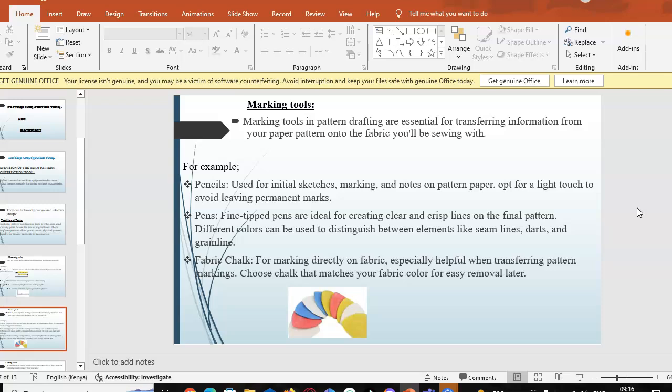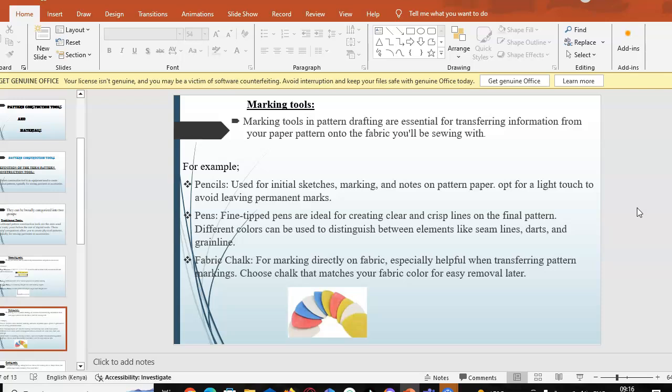We also have, in our second category under the traditional tools, the marking tools. These are essential for transferring information from your paper pattern onto the fabric that you're going to sew with. For example, we have the pencils. These are used for initial sketches, marking and notes on pattern paper. When you want to use a light touch, something light that you're going to remove, to avoid leaving permanent marks, we also use the pencils.